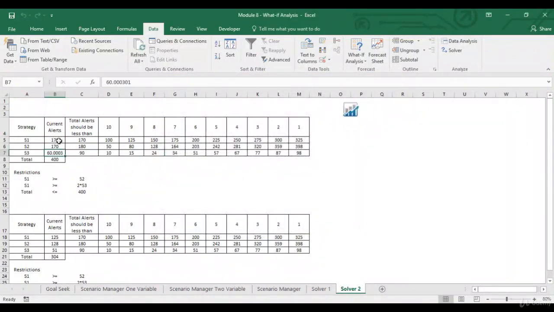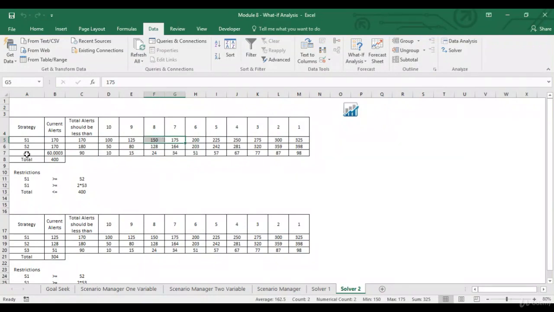So as you can see now that Excel has given you a solution. So what it is saying is that we can maximize strategy 1 to 170. For strategy 2, we can again maximize it to 170, and for strategy 3, we can keep it at 60 only. So in terms of scores, if you look at it now, so for 170, it would lie somewhere between 7 and 8.